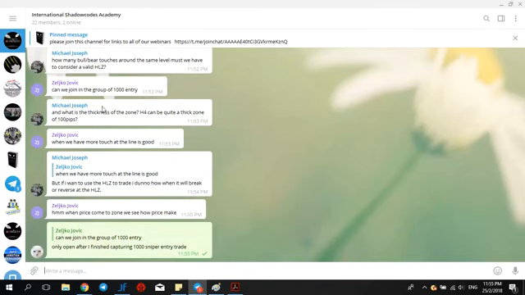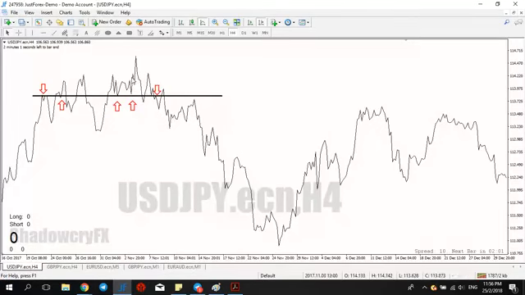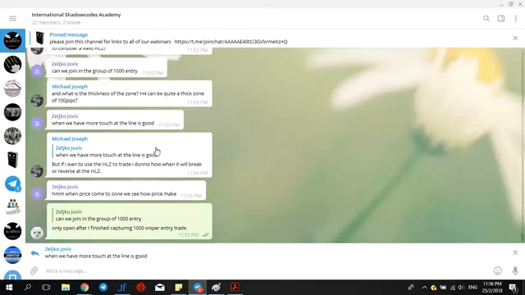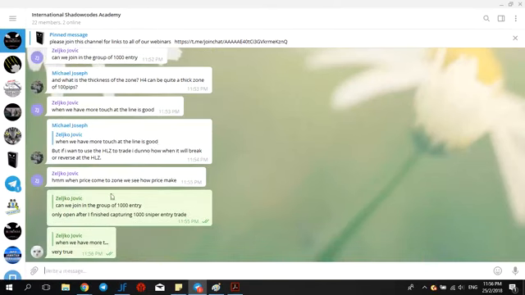What is the thickness of the zone? Okay, thickness of the zone will be like this. I will explain later after I draw this. Okay, wait a moment. Let's see the question. When we have more touch at the line is good. Yes, correct. Very correct. Very true. Okay. But if I want to use it to trade, I don't know how when it breaks and reverses at HZ. Okay, I will explain later.